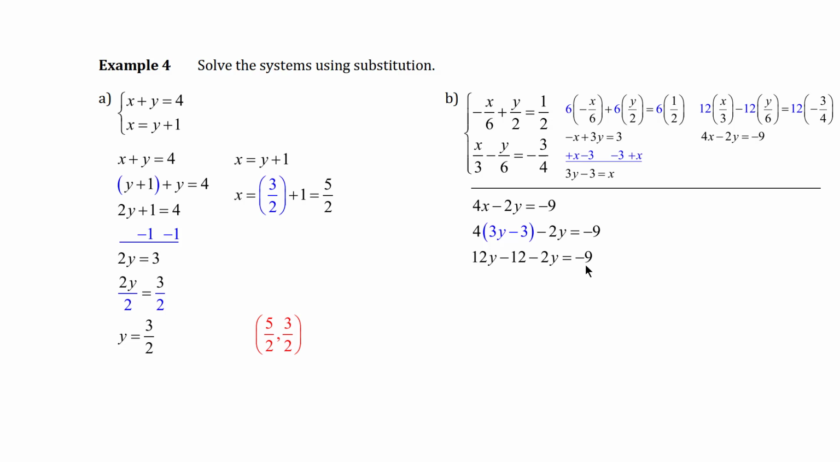Next, we combine like terms on the left-hand side. So we have 12y minus 2y is 10y.